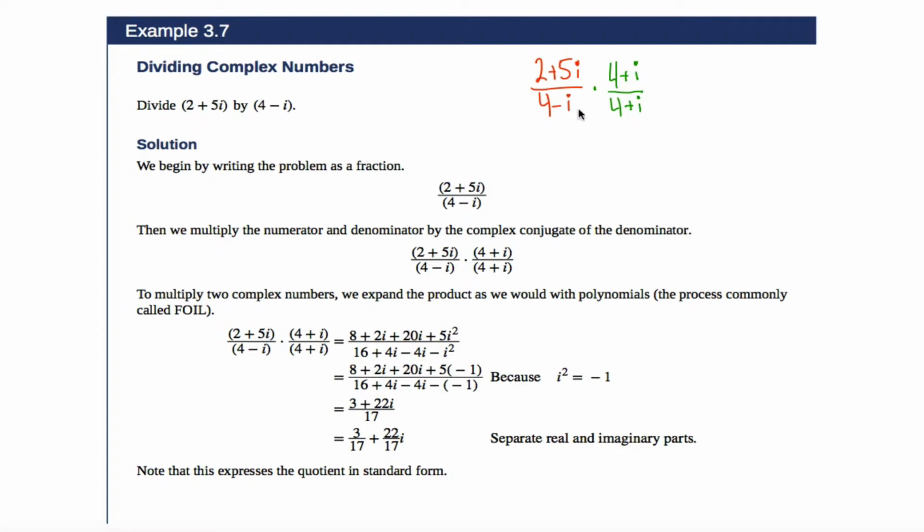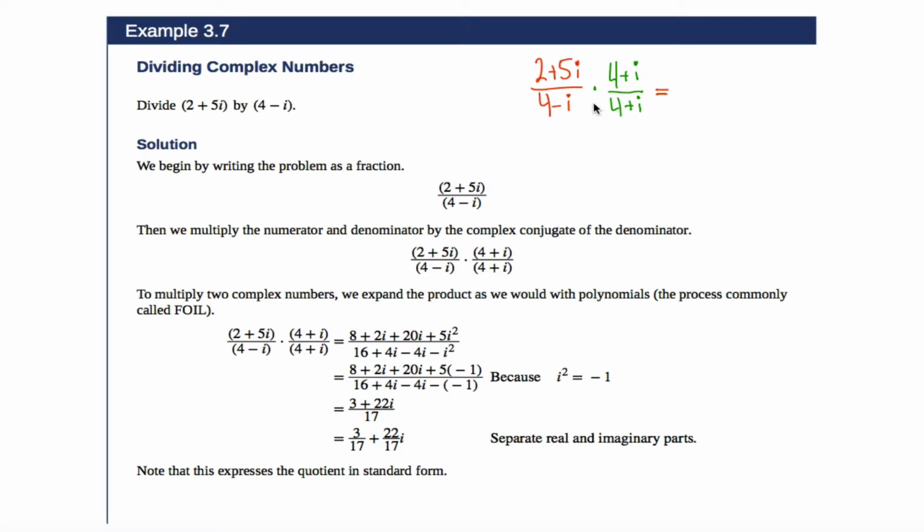And why is that good? Well, because I want to write this in standard form, a plus bi, something that looks like one of these guys. And a plus bi doesn't have any i's in the denominator. So really my goal when I'm dividing complex numbers is to find something that's equivalent to this thing in red that doesn't have any i's in the denominator. And the way you do that is you multiply by the complex conjugate. So let's do it. I'm going to make this in red to show that it's equal to this.